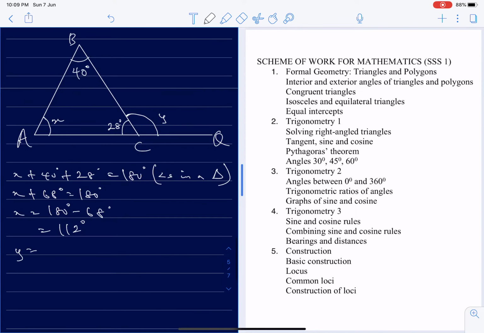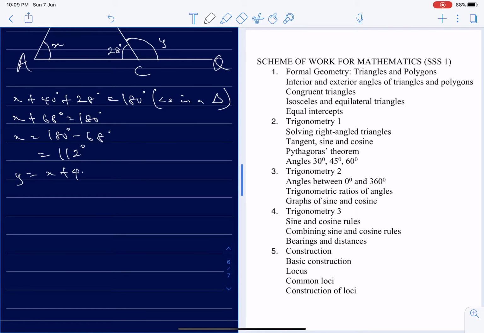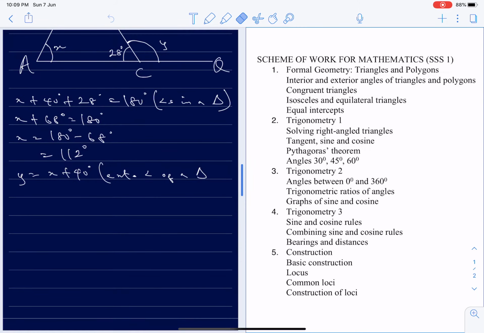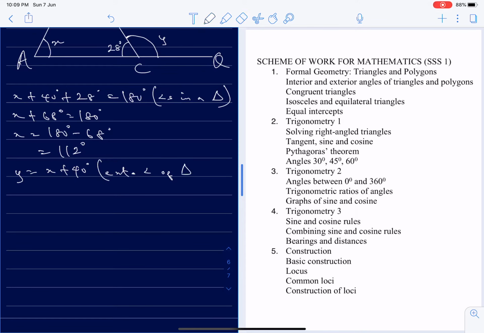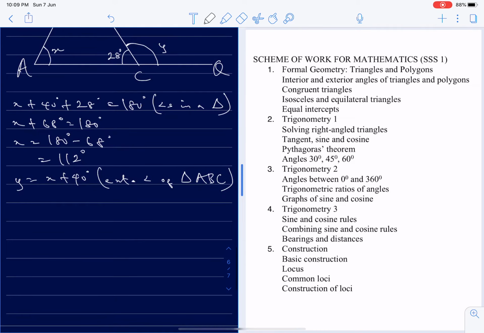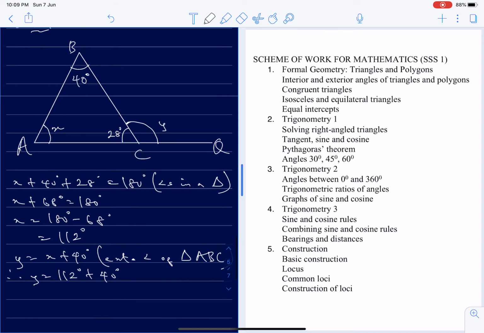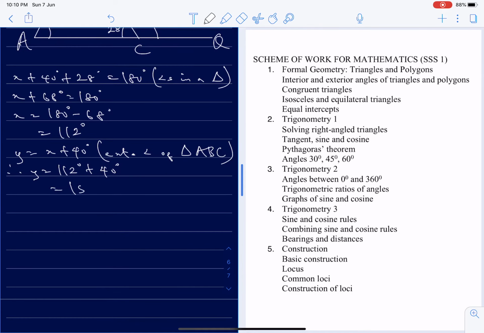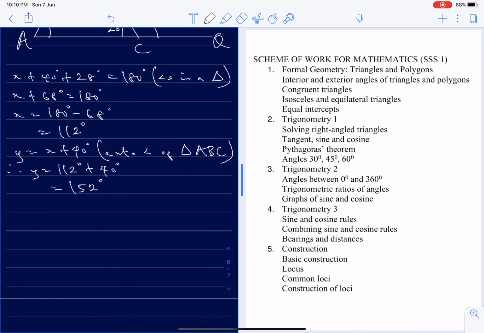So now we can say that angle y equals x plus 40. Exterior angle of triangle ABC. I'm going to write this in short, EXT for exterior angle of a triangle. And you know what that means. The exterior angle of a triangle is equal to the sum of its two opposite interior angles. So that means y equals, what is x? 112 degrees plus 40 degrees. Yeah, that's correct. And that's 152 degrees. So that's the value of y simply.